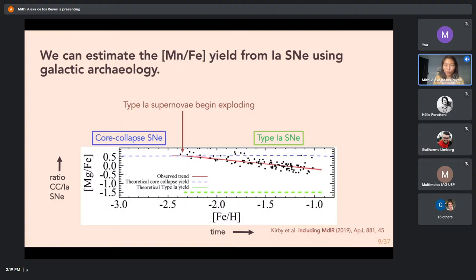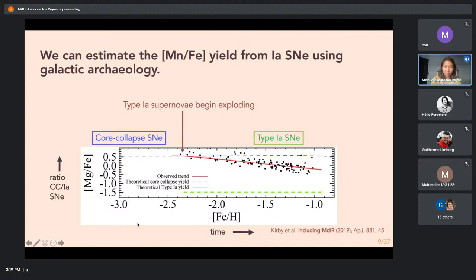For folks who don't do galactic archaeology, I know they can be difficult to read, so bear with me here. On the x-axis, I'm plotting the overall metallicity, which is traced by iron. And this is really a proxy for time. So at older times, at earlier times in a galaxy, the metallicity is lower.